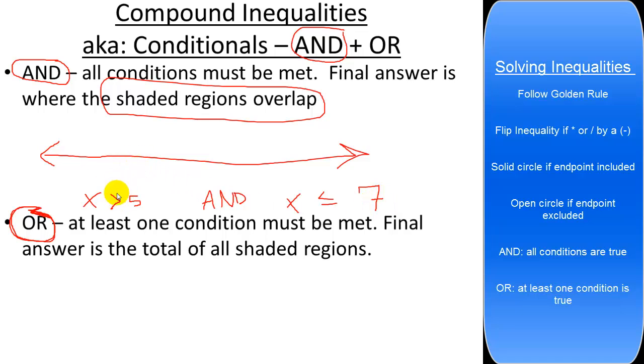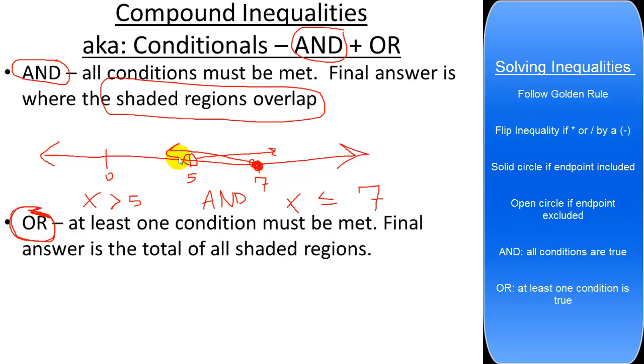So the first one, x is greater than 5. So let's put a 0 here, a 5 here, and a 7 here. X is greater than 5, so you're going to draw an open circle at 5, and you're going to shade that way. Then the "and", x is less than or equal to 7. You're going to draw a closed circle at 7, and you're going to shade that way.